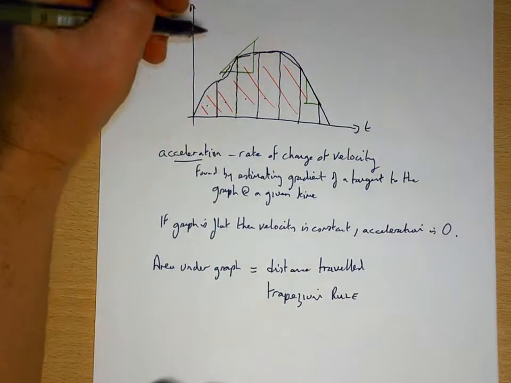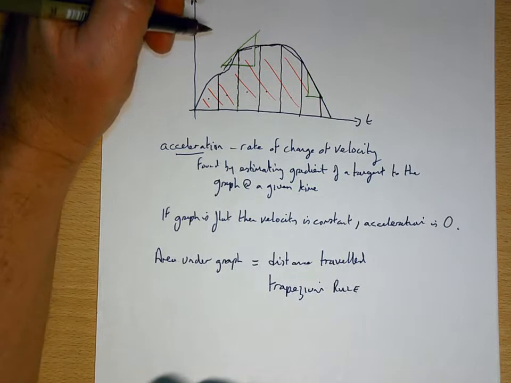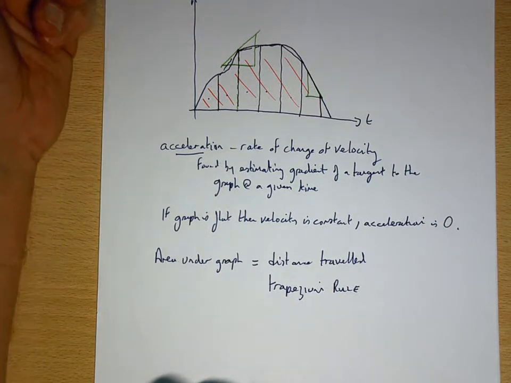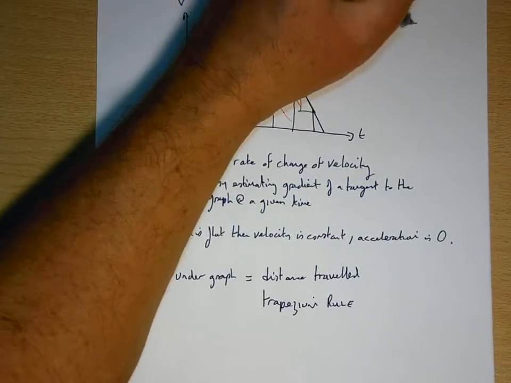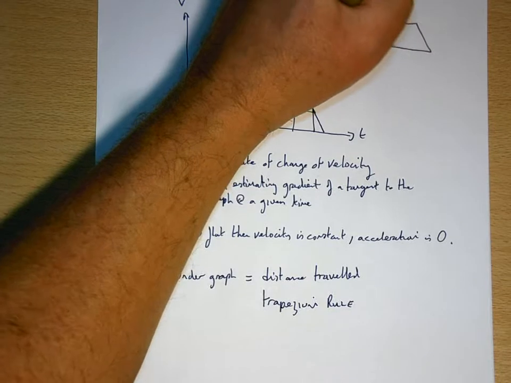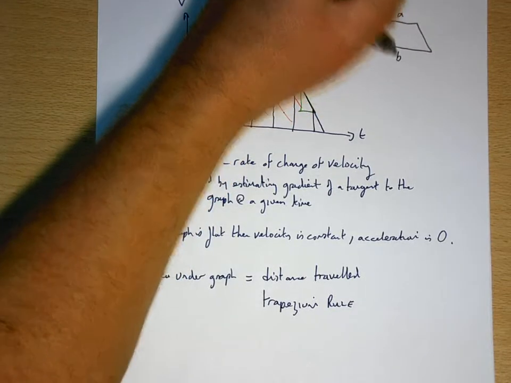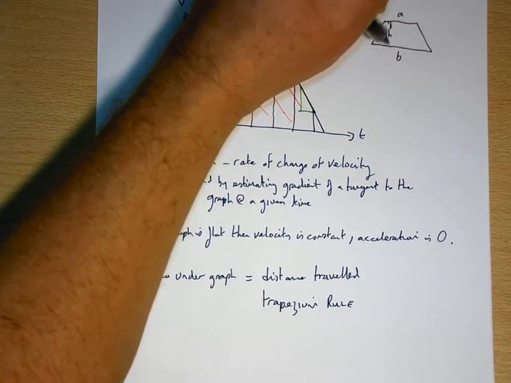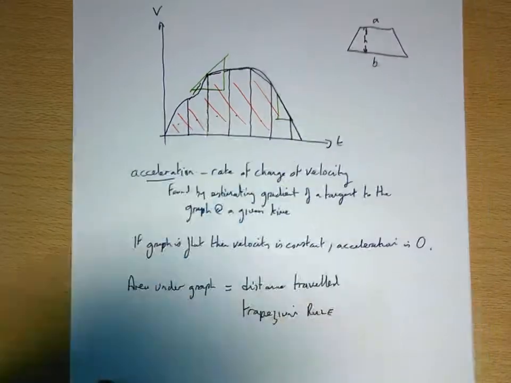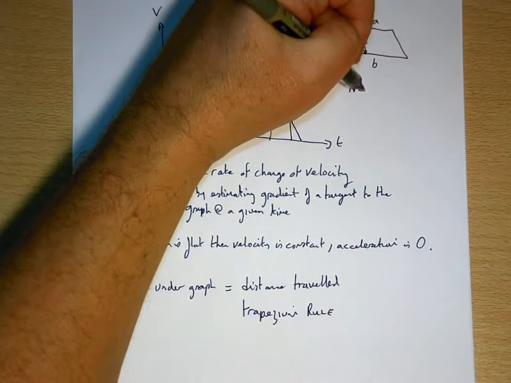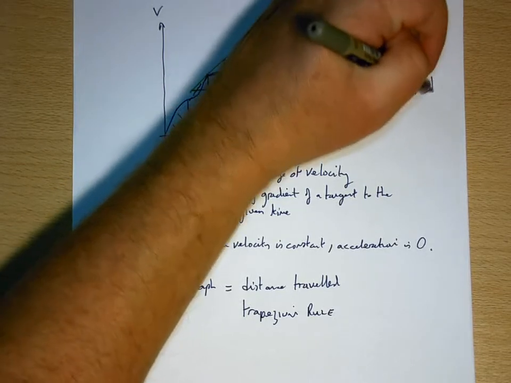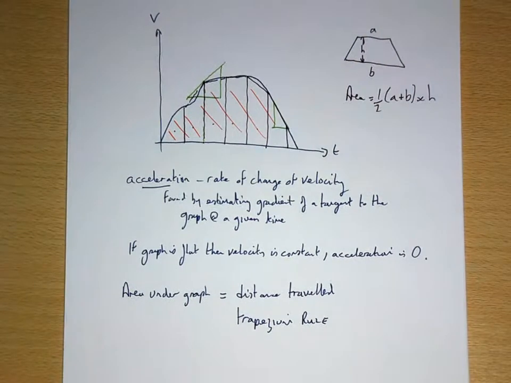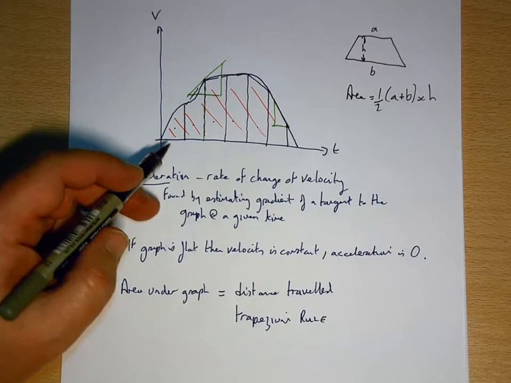So you will need to know the formula for the area of a trapezium. You're in the higher tier. It's given to you anyway in the front page, but that is something that you should be able to cope with. So the way that you're given the area of a trapezium on the paper is like this, where the area is a half A plus B times H.